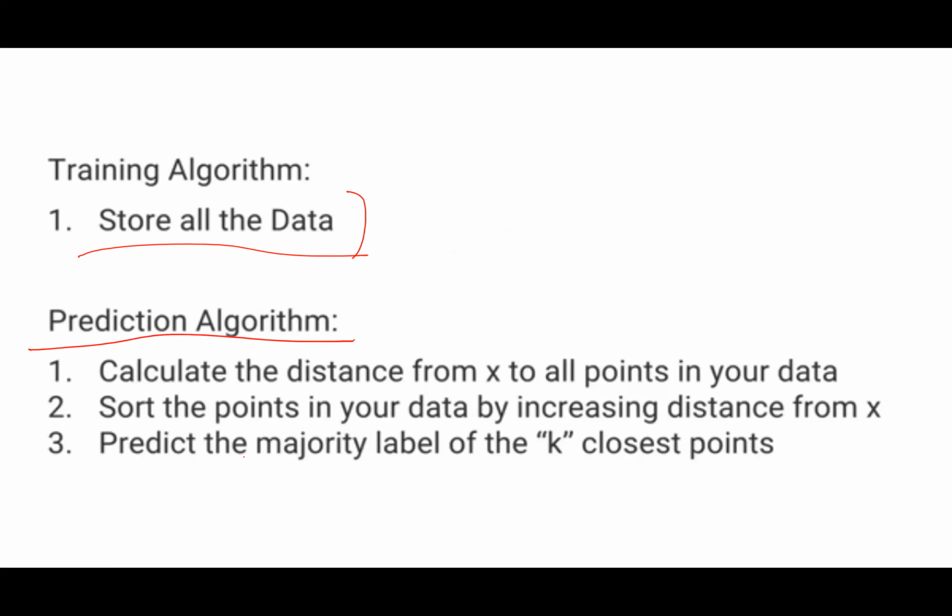So what is my prediction algorithm? It's very simple. I will calculate the distance from X to all the points in your data. So this X is the new data point, right? I will find the distance of my new data point from all the data points in my class. Then I will sort the points in your data by increasing distance from X.